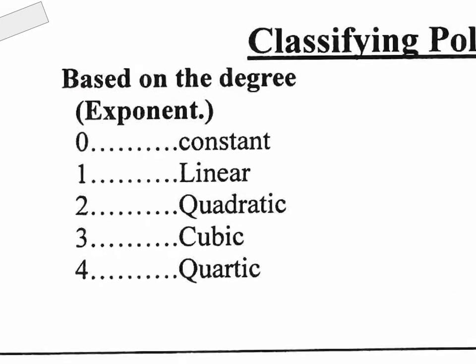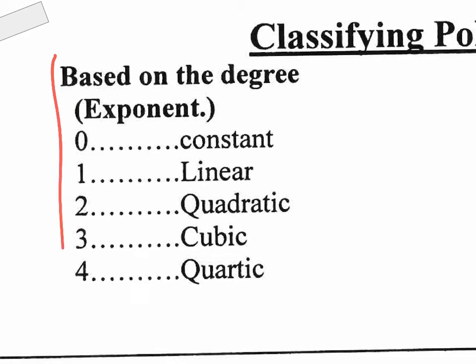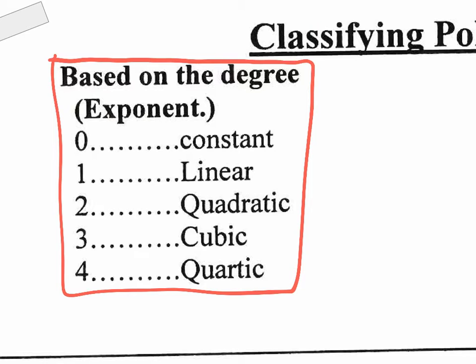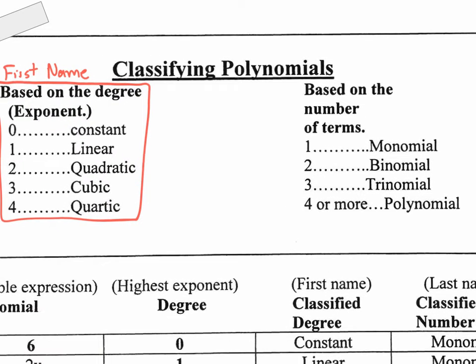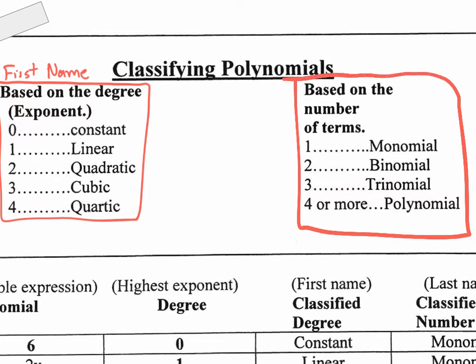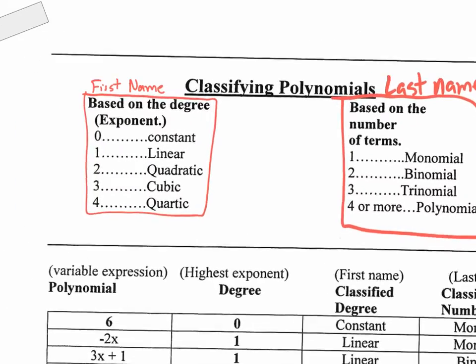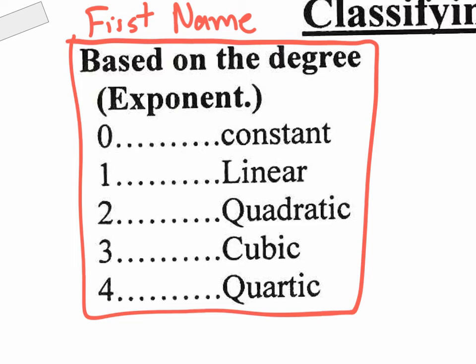So everybody, let's go to this first group. Let's box it in. And above, let's put first name. The thing is this, polynomials are going to have a first and last name, kind of like we have first and last names. Some of us have middle names, but polynomials are also going to have a first and a last name. The last name comes from this group over here. So box this in, put last name. So the first name is based on the degree. What's the degree again?